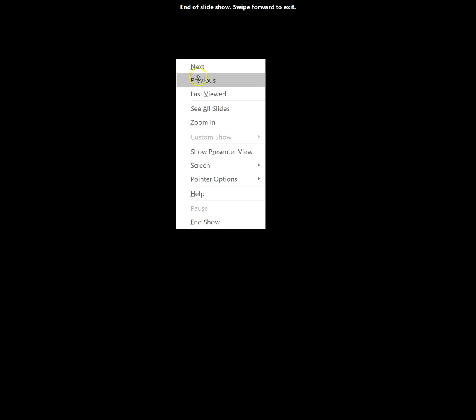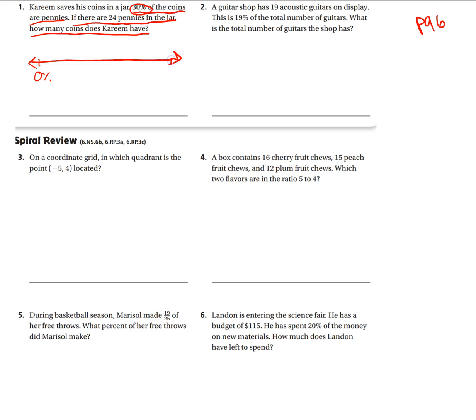So I have 0%, and at the end I have 100%. And right smack dab in the middle would be 50%. So let's see, 10, 20, 30, 40, and that would be 50. So 30% is going to be here. Okay, and 30% would be 24.